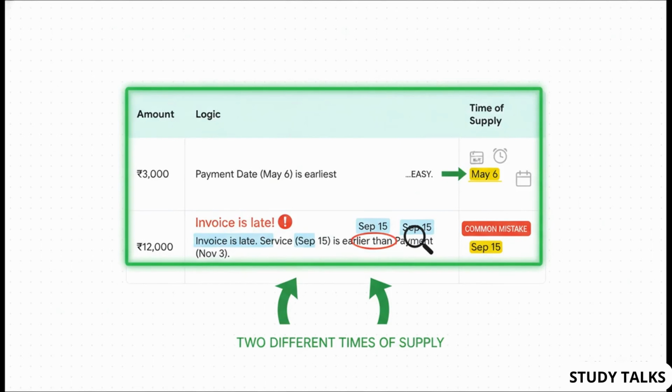Now, this is absolutely crucial, especially for descriptive answers. You have to determine the time of supply for each part of the payment separately. So for that 3,000 rupee advance, the payment was received on May 6th, way before anything else happened. So the time of supply for that amount is simply May 6th. Done. Now, for the 12,000 rupee balance, let's do our check. The service was September 15th. The invoice was October 27th. That is way more than 30 days later. The invoice is late. So the invoice date is irrelevant. We have to compare the date of service, September 15th, with the date of payment, November 3rd. The earlier date is September 15th. So for this one transaction, you actually have two different times of supply.